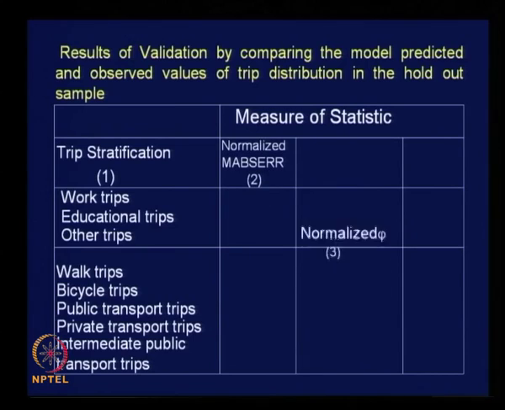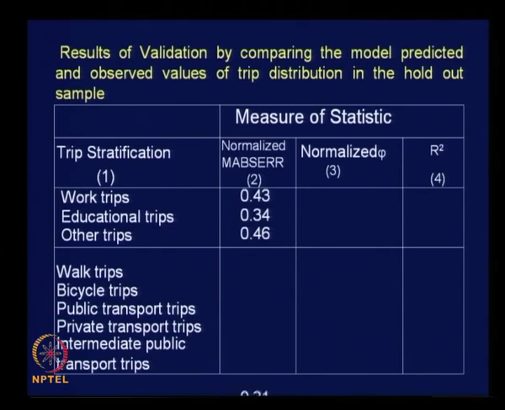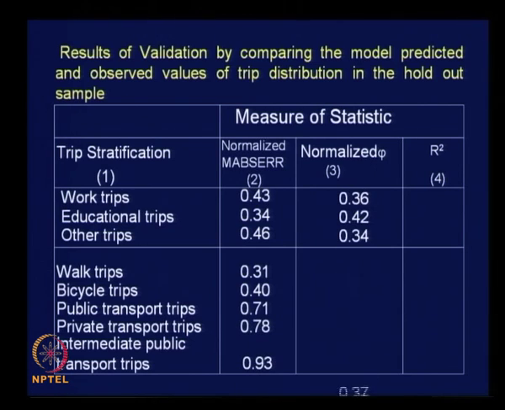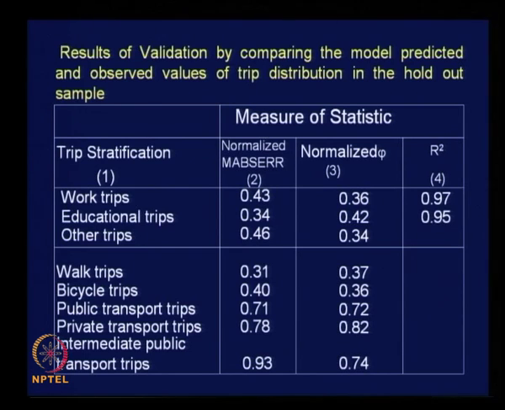So, we considered all trip types: work trips, educational trips, other trips, also trips based on mode used: walk trips, bicycle trips, public transport trips, private transport trips and intermediate public transport trips. So, these were the model statistics comparing the actual data and your model simulated distribution value. You can see in most cases it is acceptable, R squared value is very high.